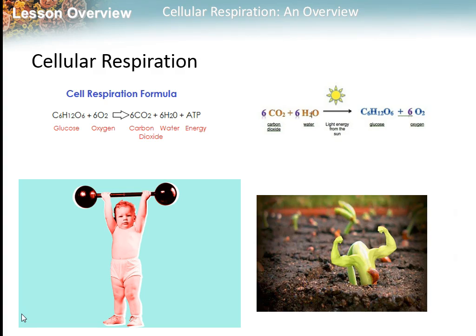But it's not just me, and it's not just you, and it's not just animals. Every organism on this planet needs to make ATP so that its cells can continue to function. That means that every organism on this planet does some form of cellular respiration.